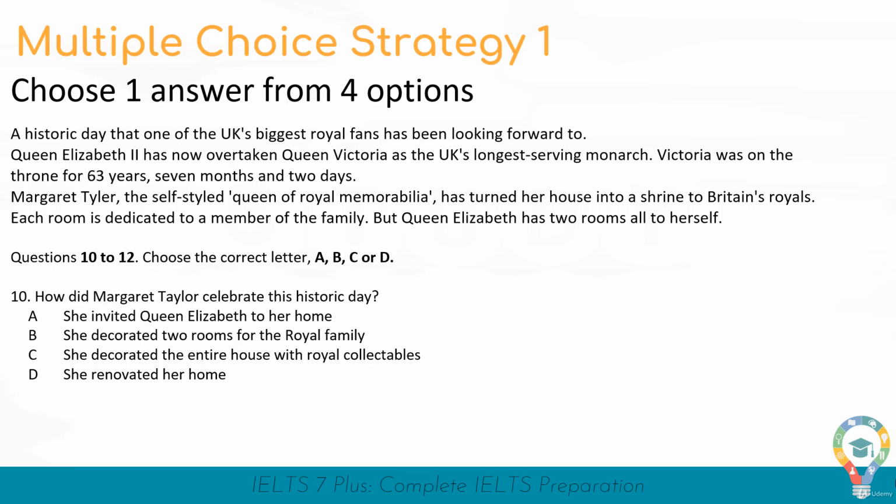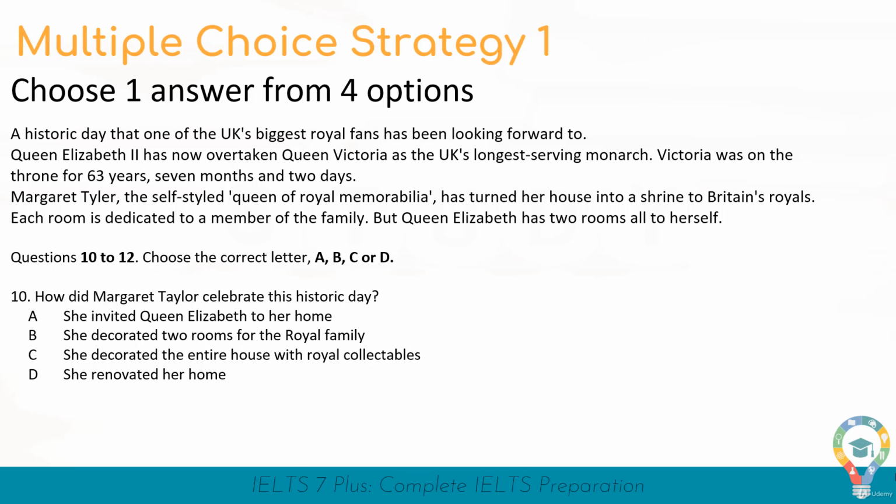Questions 10 to 12. Choose the correct letter, A, B, C, or D. And here we have an example of question 10. How did Margaret Taylor celebrate this historic day? Was it A, she invited Queen Elizabeth to her home? B, she decorated 2 rooms for the royal family? C, she decorated the entire house with royal collectibles? Or D, she renovated her home? So in this question type, we either need to choose A, B, C, or D.